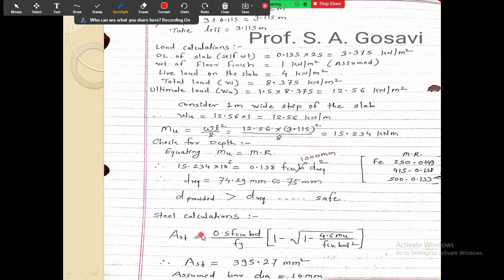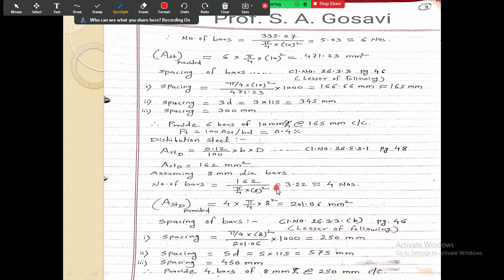So for further calculations, you know that this is the formula of Ast. In this formula, if you put the values, you will get the Ast. Now you know the bar diameter, so from that you can calculate the number of bars. Okay, total area of steel divided by the area of a single bar. So from this you have got the number of bars, and you round up those bars.